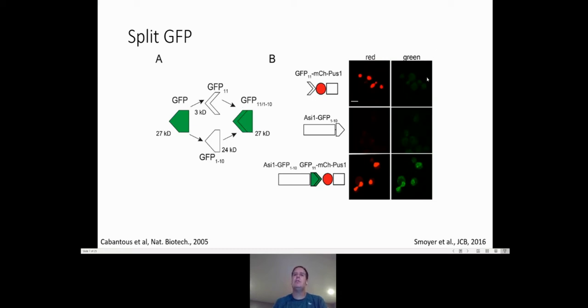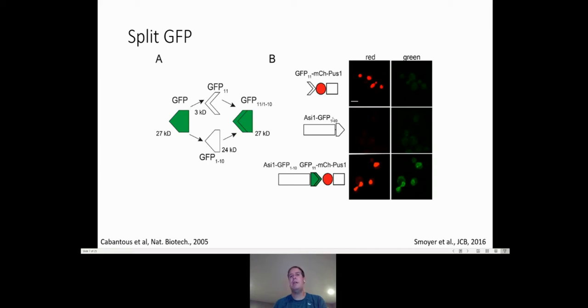So in these control examples that you see here, we're using a protein that localizes strongly to the nucleoplasm. It isn't chromatin localized, it's in the nucleoplasm, called PUS1. And PUS1 is attached to the small part of GFP, the GFP 11 part. And you can see all we have in the green channel is autofluorescent signal. And in the red channel, we have very strong nuclear localized signal.